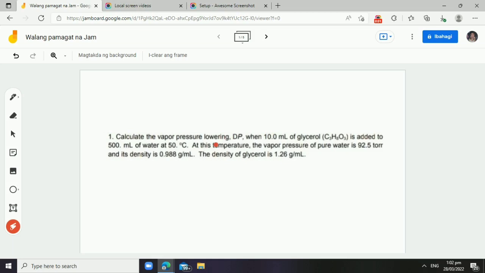So for our problem, we are asked to calculate the vapor pressure lowering, dP, when 10 ml of glycerol, C3H8O3, is added to 500 ml of water at 50 degrees Celsius. At this temperature, the vapor pressure of pure water is 92.5 torr and its density is 0.988 gram per milliliter. And yung density naman ng glycerol is 1.26 gram per milliliter.